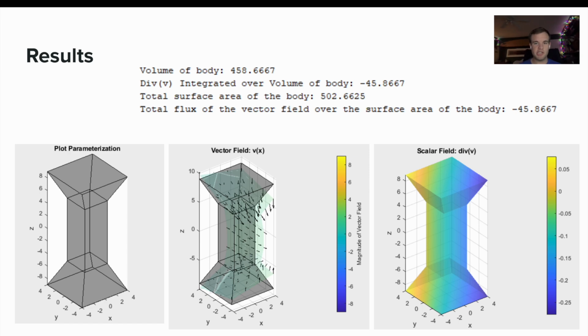The volume and the surface area I calculate in later slides and show that they're equal, and then the other two, the left hand side and the right hand side of the divergence theorem, are equal to each other, and we will show that by hand shortly. So these are my bodies.